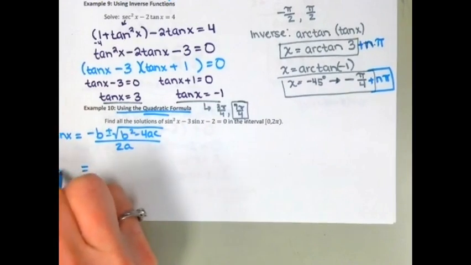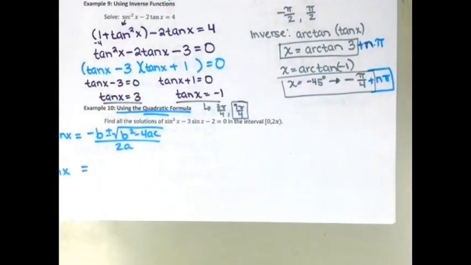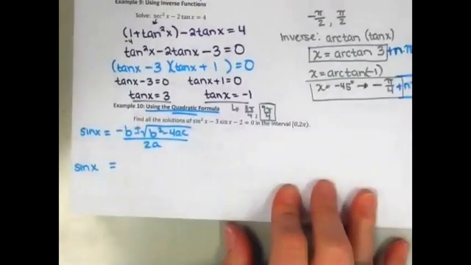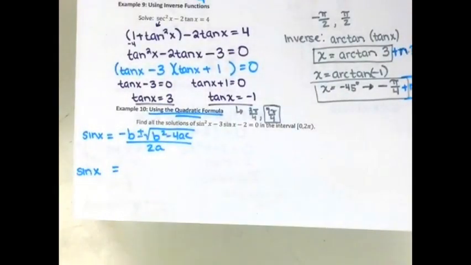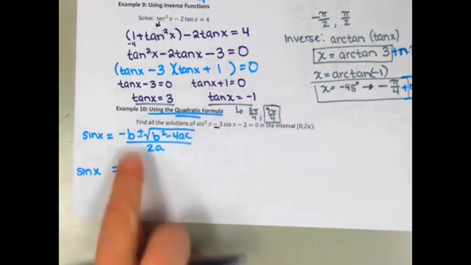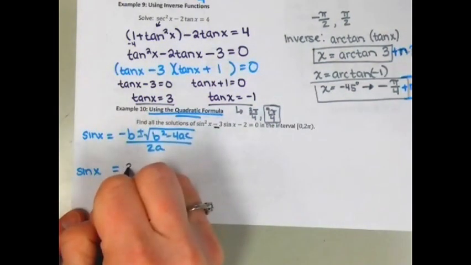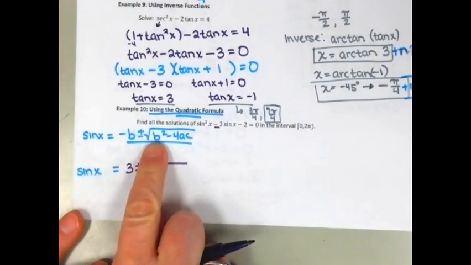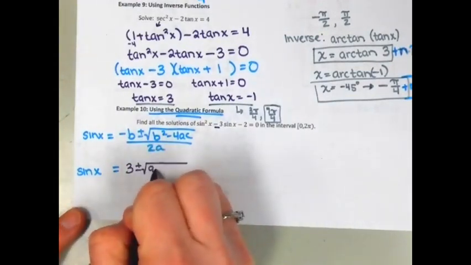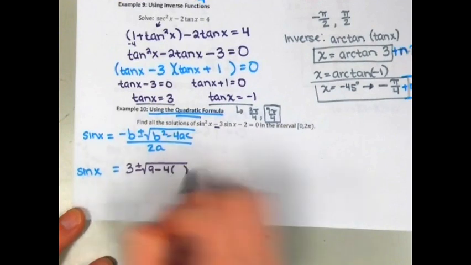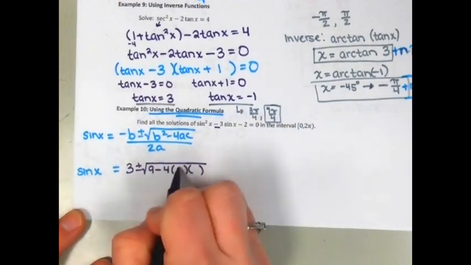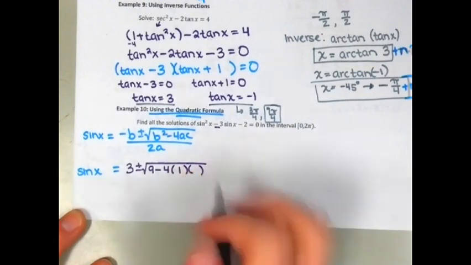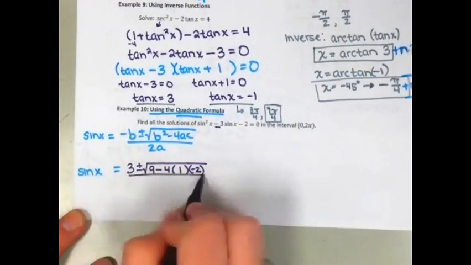So this is going to be sine x. Okay, we don't have to worry about the signs. We're looking at the coefficients. What's my b? What's my b here? -3. So a negative and a negative make a positive. What's my b? -3. What's -3 squared? 9. Minus 4 times a. What's my a? 1 times my b, or my c, sorry, -2. Over 2 times what's my a?